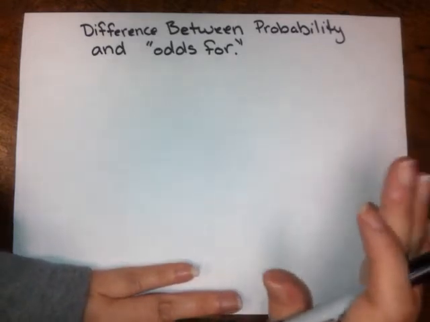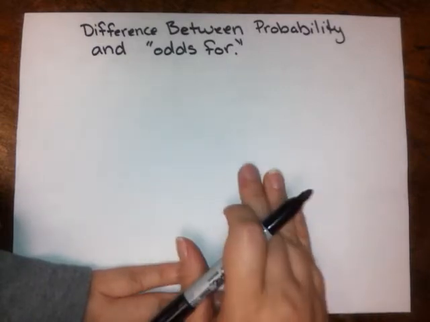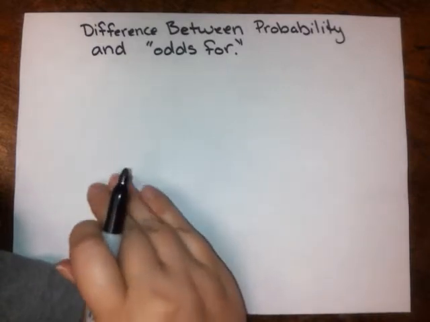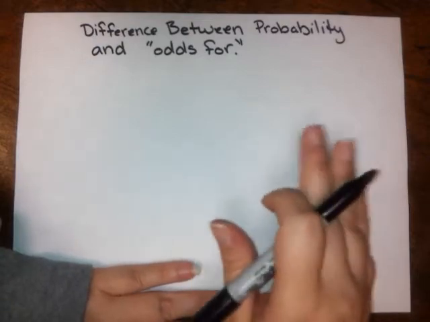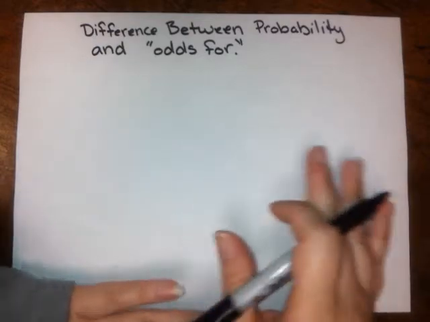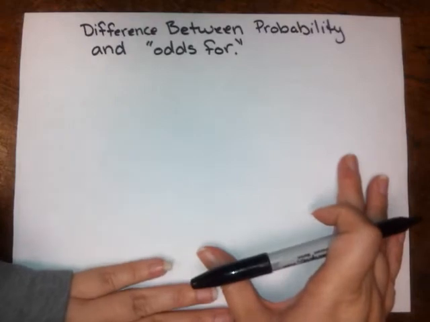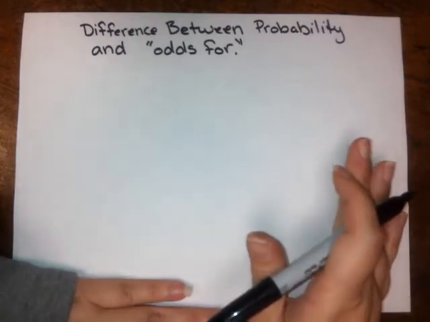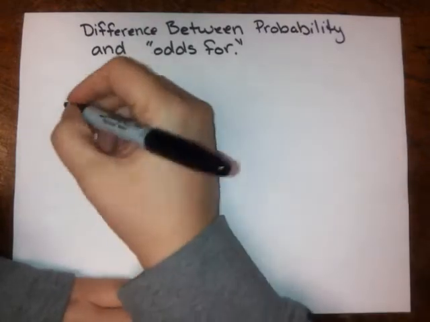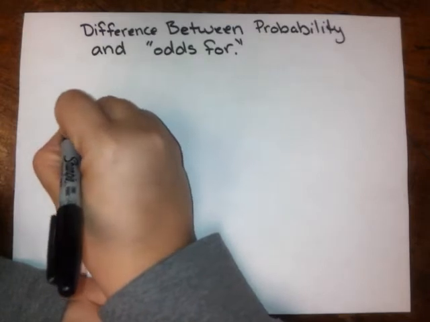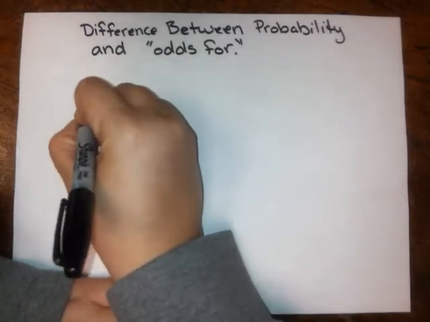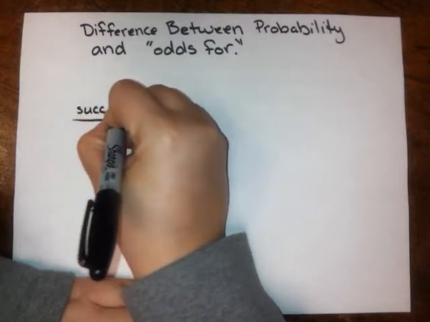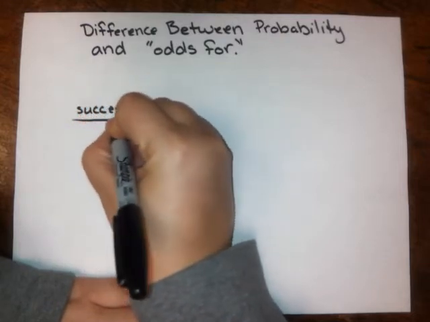But what I'm going to do is show you what the difference is in the definition, and then we'll talk about how to compute probability and odds for a few different things to show you how they're different when we actually figure them out. So what is the difference between probability and odds? Well, when we do probability, we do this fraction, and on top of the fraction are successes, right? These are the things that we're looking for.